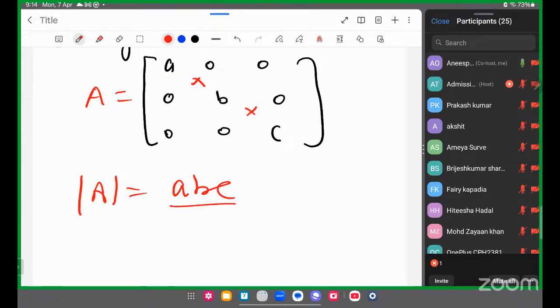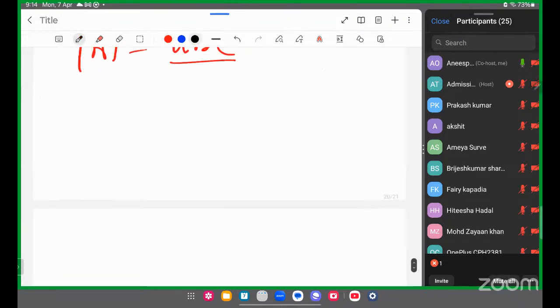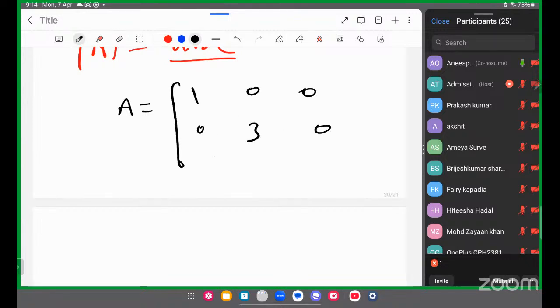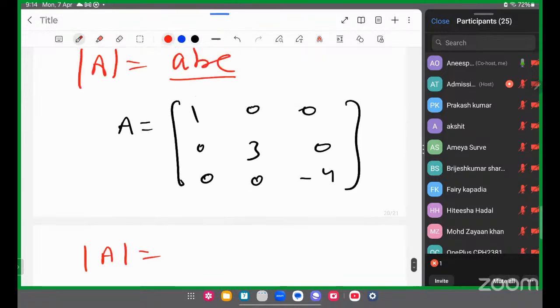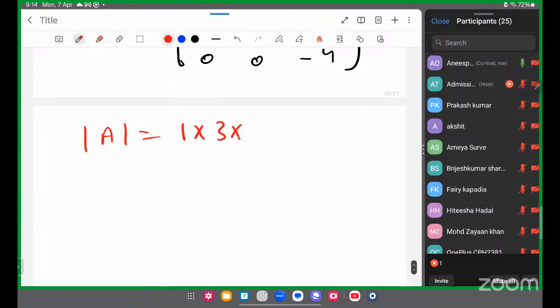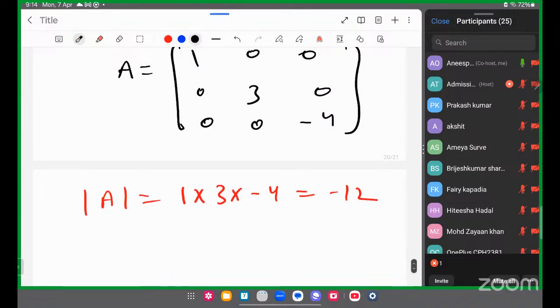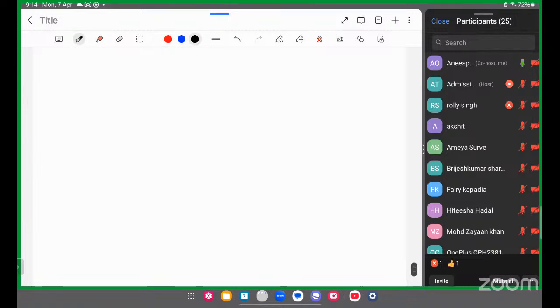Right? The determinant will be the multiplication of diagonal elements, which means if you have a matrix A, let's say 1 0 0, 0 3 0, 0 0 minus 4, what will be its determinant? What you have to do is just multiply the diagonal elements. So 1 into 3 into minus 4, the answer will be minus 12. Are you getting it? Yes or no? Yes, sir. Okay.